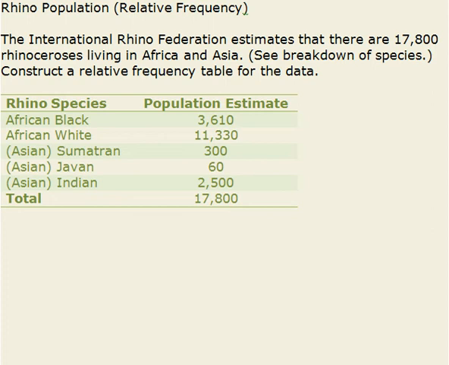Alright, we are looking at relative frequencies of the rhinoceros population. The International Rhino Federation estimates that there are 17,800 rhinoceroses living in Africa and Asia, and they want us to construct a relative frequency table for the data. Well, before we construct a relative frequency table, we ought to know what the relative frequency is for each rhinoceros.